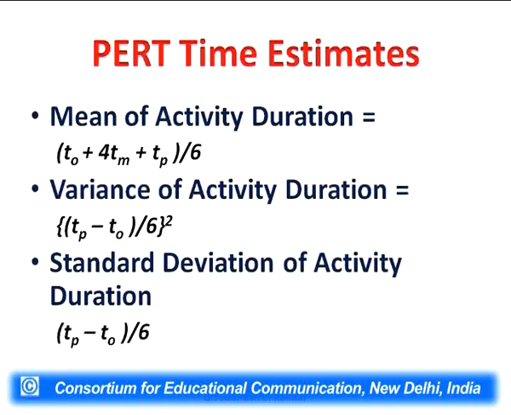Now the probability distribution is there. When the distribution is there, we will have its variance also. Variance of activity duration can be calculated by taking the difference of pessimistic time and optimistic time, TP minus TO, divide it by 6 and the square of this is the variance. And the square root of the variance is the standard deviation, which is nothing but TP minus TO divided by 6. So we are able to calculate the mean time, variance and standard deviation of one particular activity time.